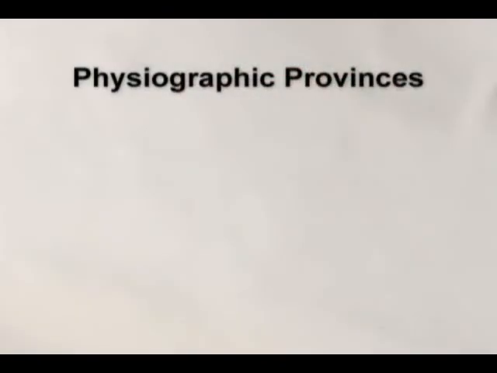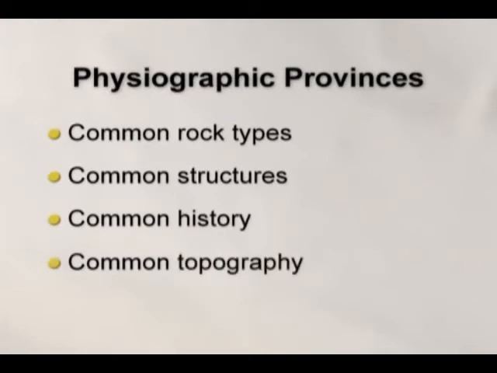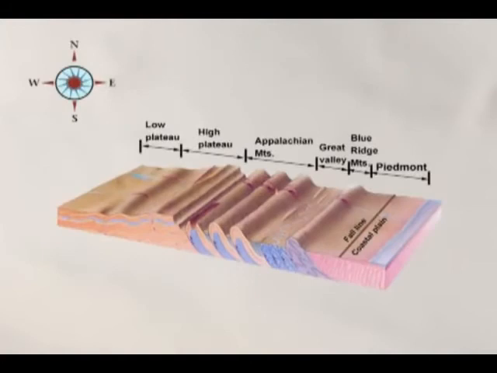So here's the picture. If you look at the cross-section of the Appalachians, we break it into what we call physiographic provinces. A physiographic province is an area that has common rock types, structures, history, and topography. And if we look at the Appalachians, from the east coast to the west, as you come off the coastal plain, the first of the provinces you run into is what we call the Piedmont. Let me just tell you what the provinces are first.